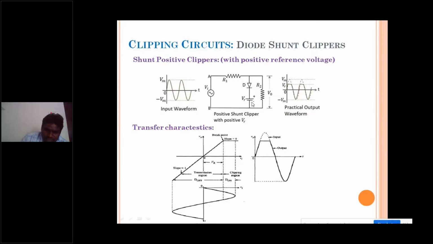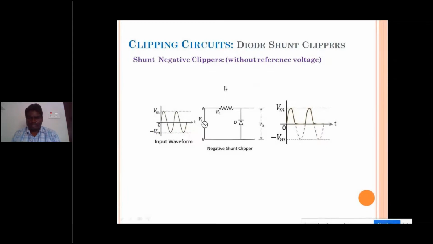First, we need to understand what will happen if you apply input voltage less than reference voltage. What will happen greater than reference voltage? Input voltage is greater than reference voltage. Then we need to calculate the slope of it. If the slope is equal to 1, then it's like a ramp signal. When the slope is 1, the wave gets transmitted. When the slope is 0, then the wave gets clipped. The output voltage is equal to reference voltage. That's the thing that we need to understand.